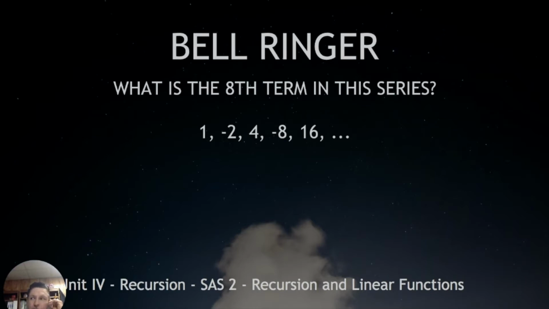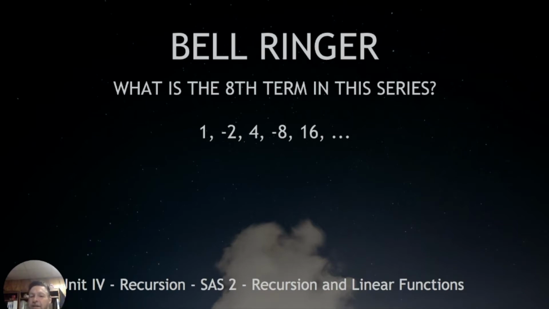So the first number is 1, the next number is minus 2. So what do we do to 1 to get to minus 2? We could have subtracted 3, but then the next number, we're adding 6. And then the next number, we're subtracting 12. And the next number, we're adding 24. So that doesn't seem right. It seems like something else is going on.